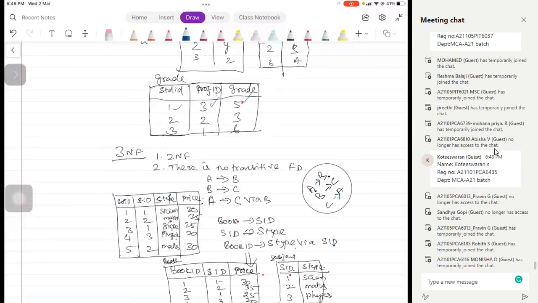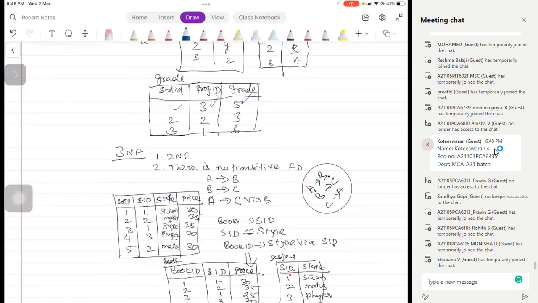There is no transitive functional dependency. What is that? There is no transitive functional dependency.